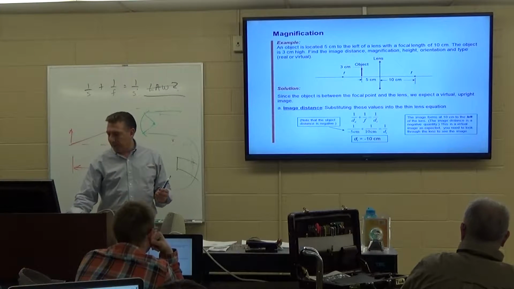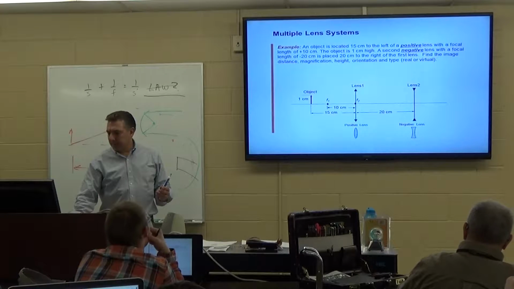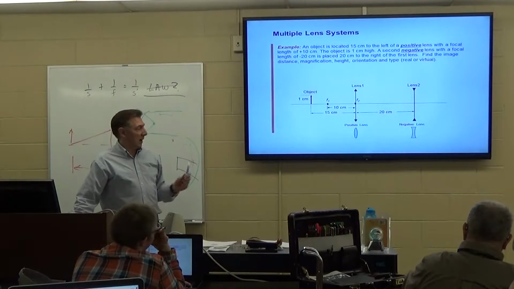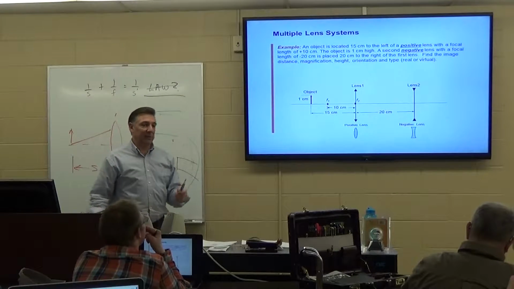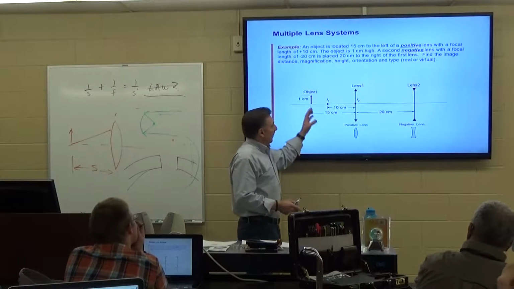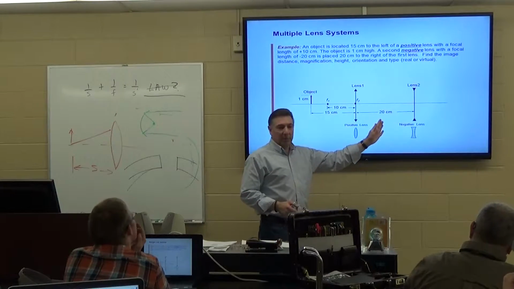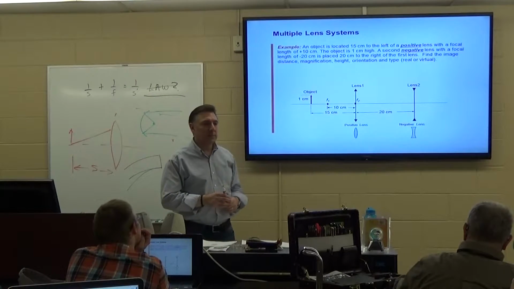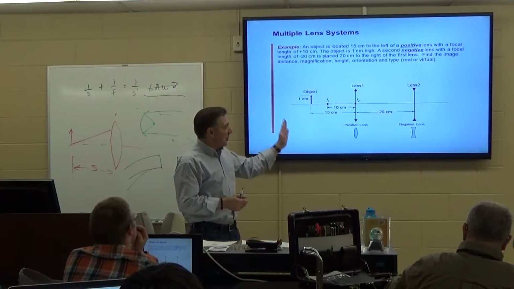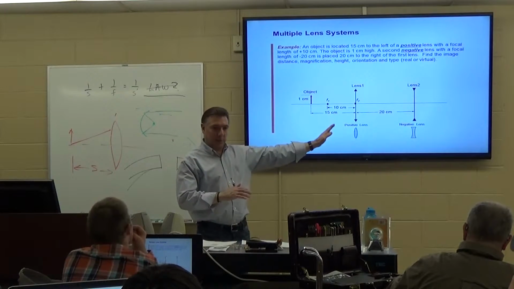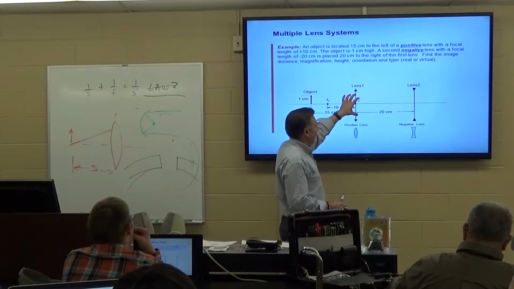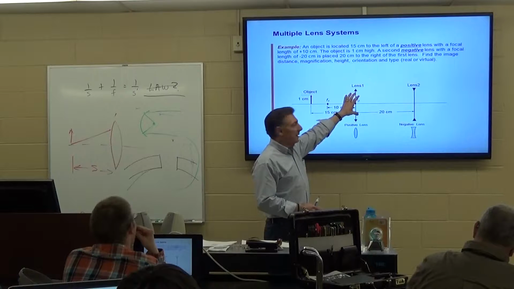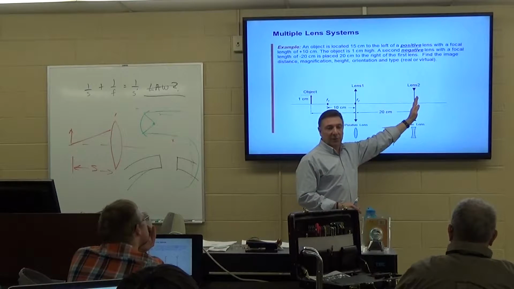Did a couple examples of this. Then we looked at multiple lens systems. If you take 2 lenses, positive, negative, positive, positive, negative, positive, it doesn't matter what the combination is. If you have 2 lenses in your system, how do you analyze this? One at a time. You treat each lens separately. Forget about the other one. You treat the first one first. The image that's formed by this one serves as the object for the second lens.